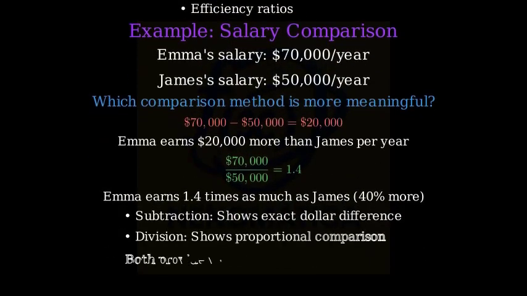In this context, both methods provide useful information. The subtraction tells us the exact dollar difference, while the division gives us a proportional comparison that helps us understand the relative scale of their salaries.